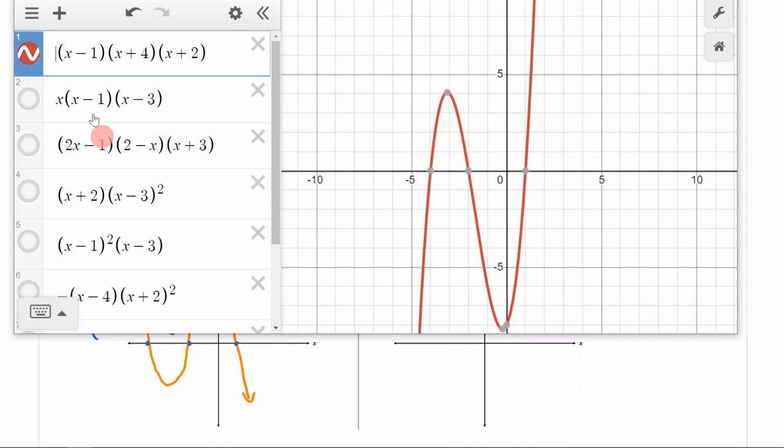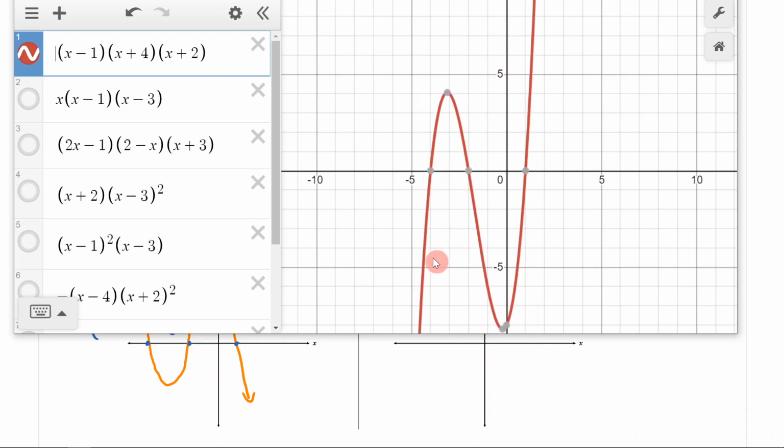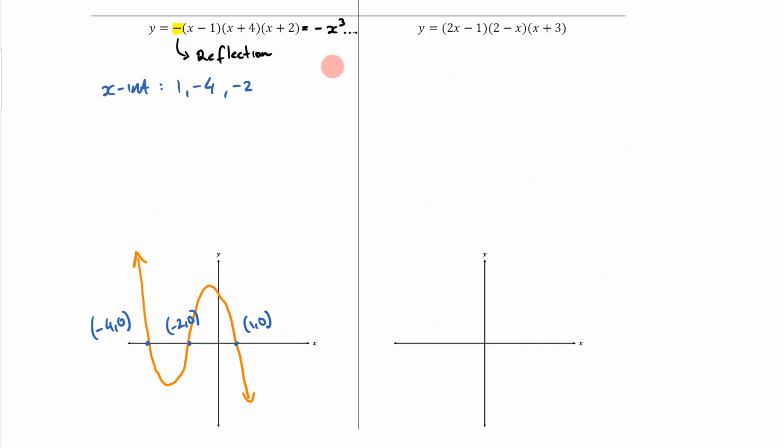Okay, so that's how you do it. If it's a negative, it goes down, then up, then down. If it's a positive, it goes up, then down, then up. But the x-intercepts stay the same. All right, so we got that. Perfect. Let's move on to the very last one here.